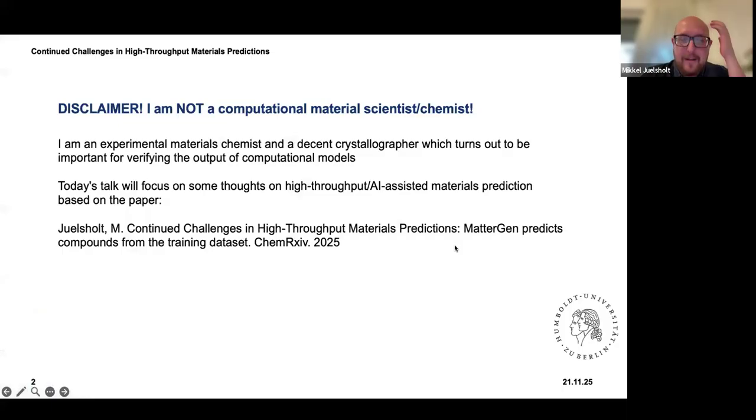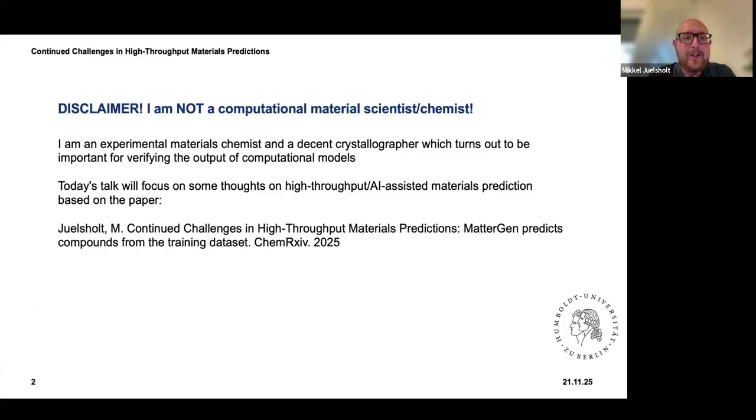I can. So I'll start with a disclaimer and say I'm not a computational materials scientist or chemist in any way. I'm an experimental materials chemist and a pretty okay crystallographer, which turns out to be quite important for verifying the output of computational models.